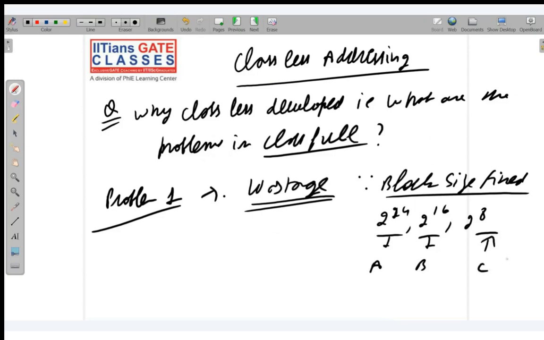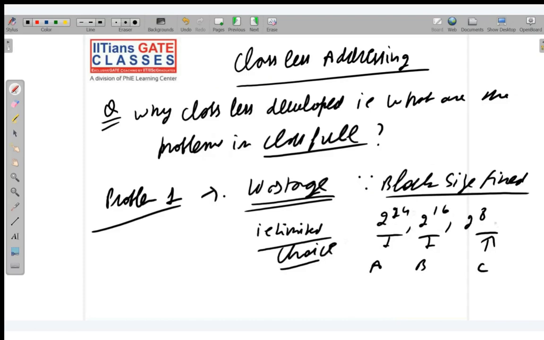And by the way, when classful IP addressing was developed, 2 power 24 means 16 million IP addresses. And at that time in entire world there were not 16 million computers. So lot of wastage was there. That was the first problem: wastage because block size was fixed, that is, limited choice. If you have limited choice, then obviously you will have to do wastage. What was the choice? Only three choices. You give 2 power 24, 2 power 16 or 2 power 8.